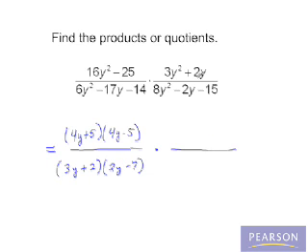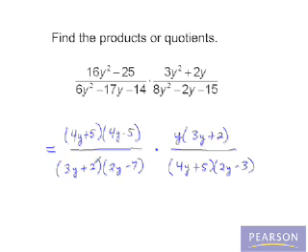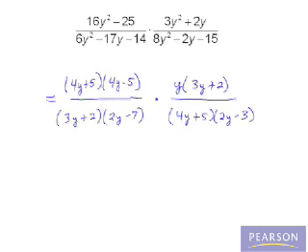Second fraction, numerator, all that we can do there is factor out a y out of both terms. So we have y times the quantity (3y + 2). And denominator, this trinomial can be factored as the product of two binomials, those being (4y + 5) times (2y − 3).